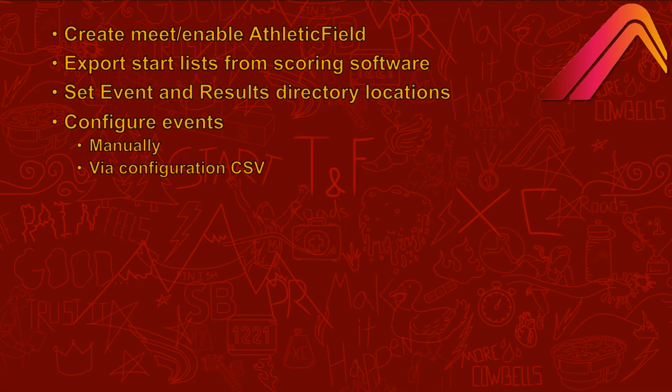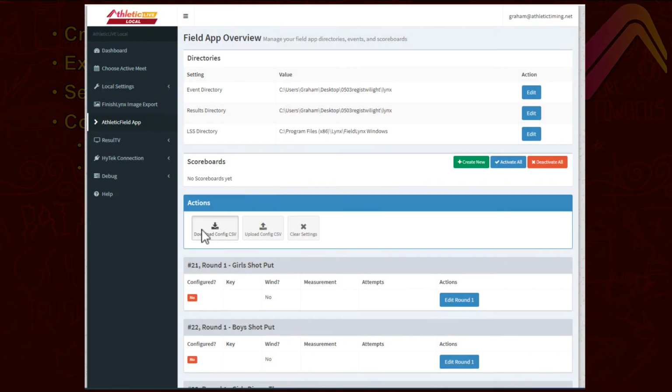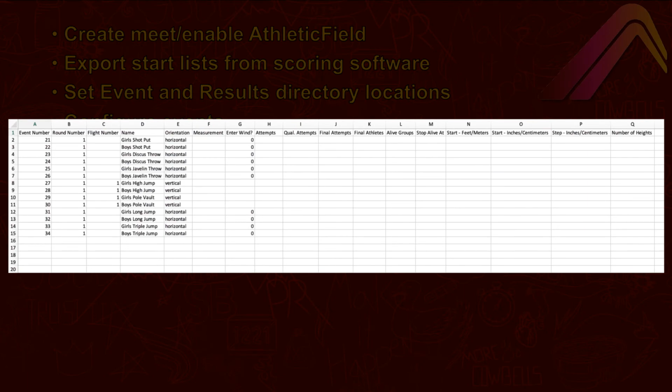If entering all this information for every field event seems daunting, there's an easier way to configure all the events in one batch. Click Download Config CSV. This will download a pre-formatted, comma-separated value document to your computer to quickly fill in parameters. Open the document in your favorite spreadsheet software.